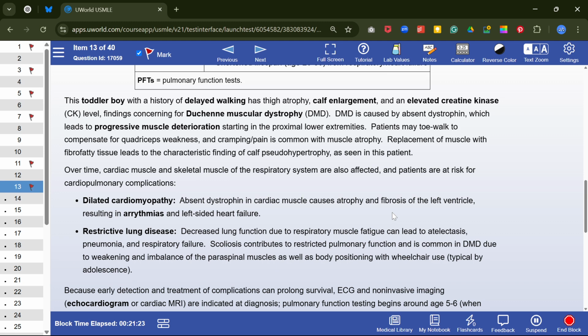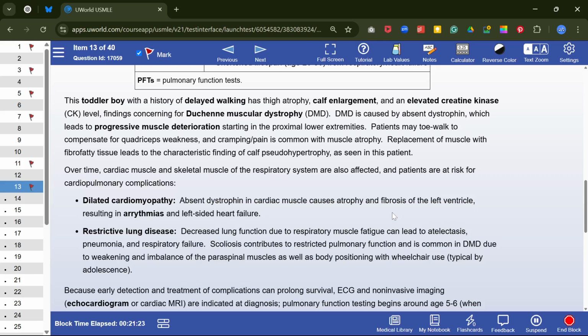Patient may toe walk to compensate for quadriceps weakness, and cramping or pain is common with muscle atrophy. Replacement of muscle with fibrofatty tissue leads to the characteristic finding of calf pseudohypertrophy as seen in this patient. Over time, cardiac muscle and skeletal muscle of the respiratory system are also affected, and patients are at risk for cardiopulmonary complications. There may be dilated cardiomyopathy, there may be restrictive lung disease.